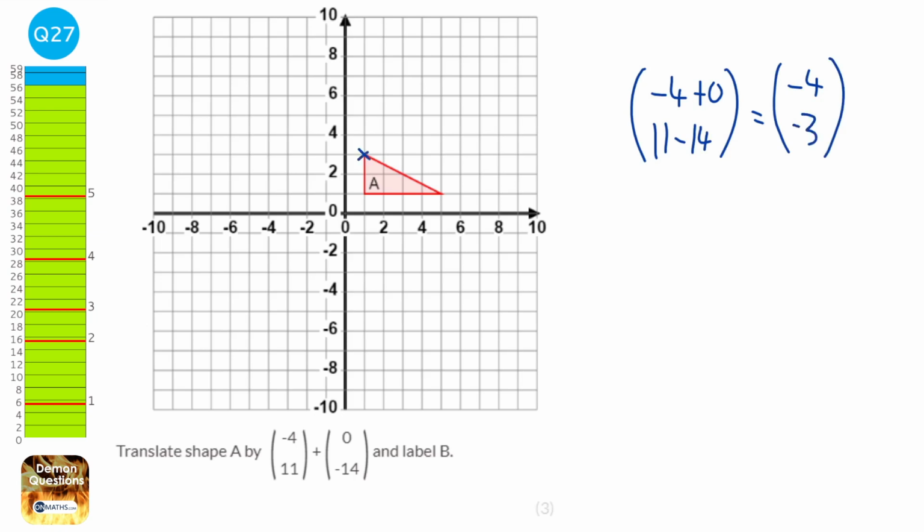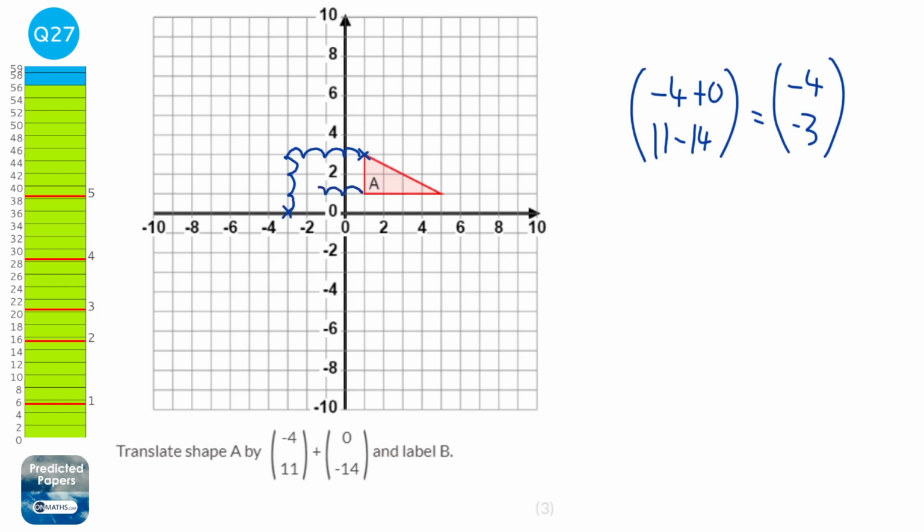Then I go pick a point on my shape, and the top one tells us how far right we're going. So we know we're going 4 to the left because it's obviously a negative. So we're going to go 1, 2, 3, 4. The bottom one tells us how far up we're going. Well, it's going to be down because it's a -3. So 1, 2, 3.